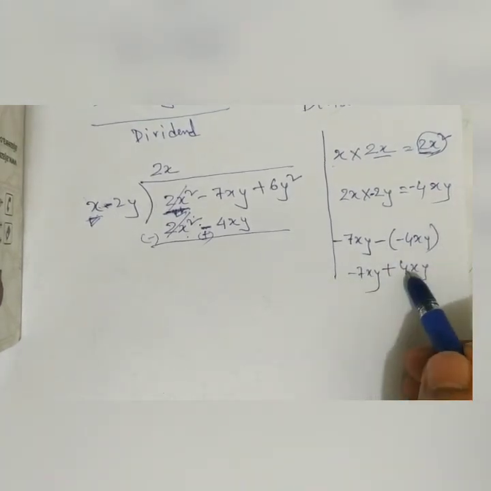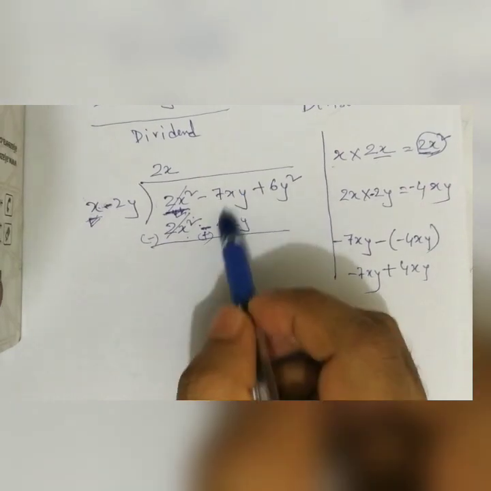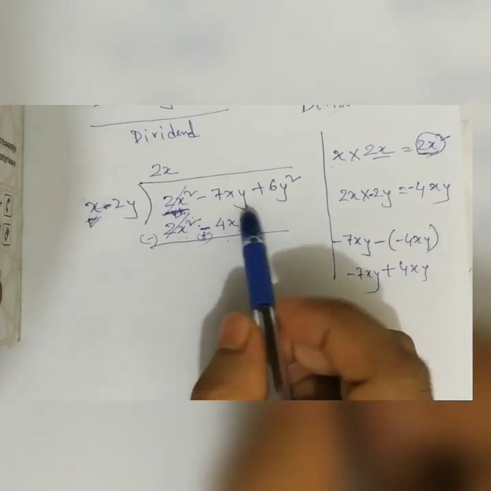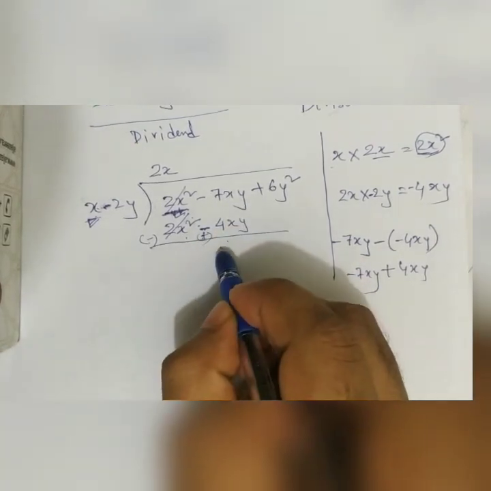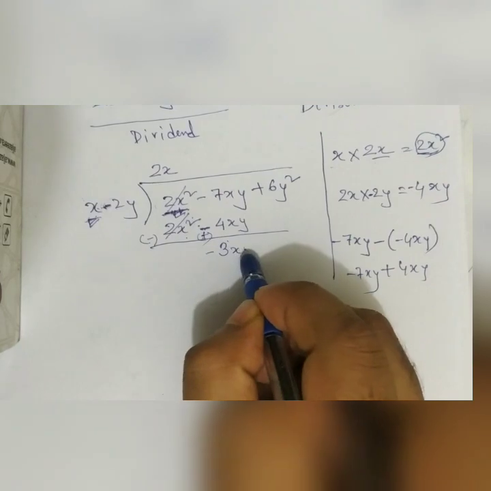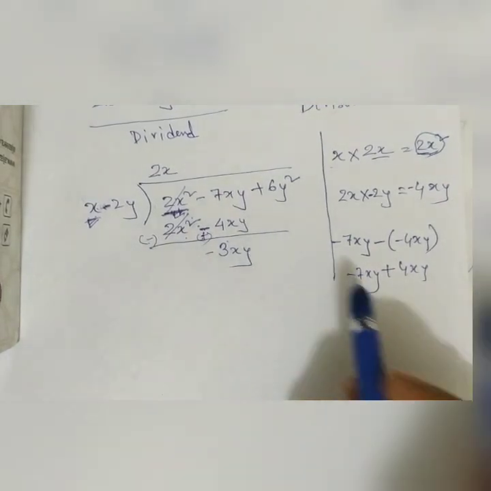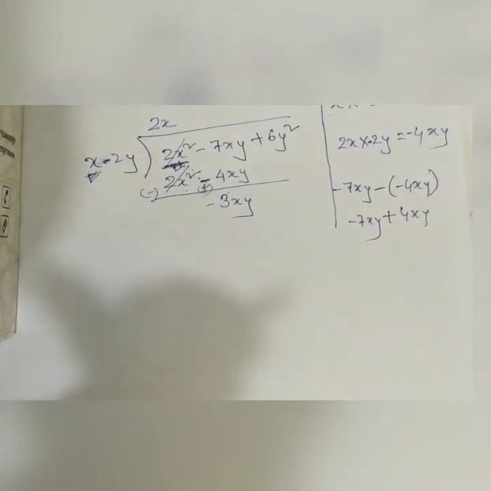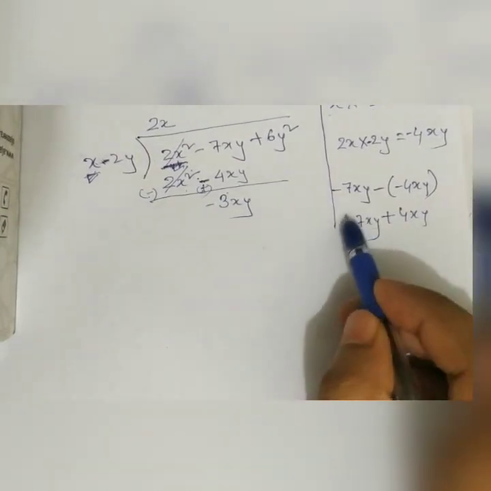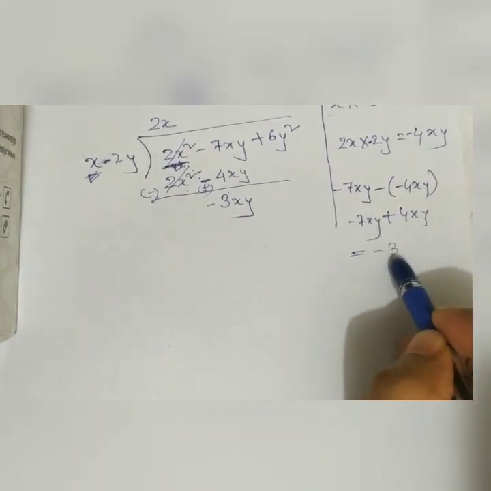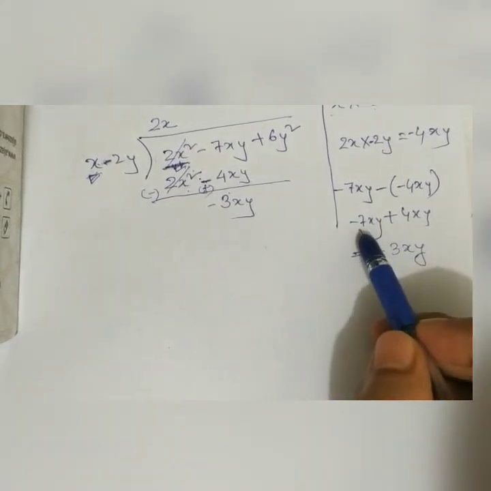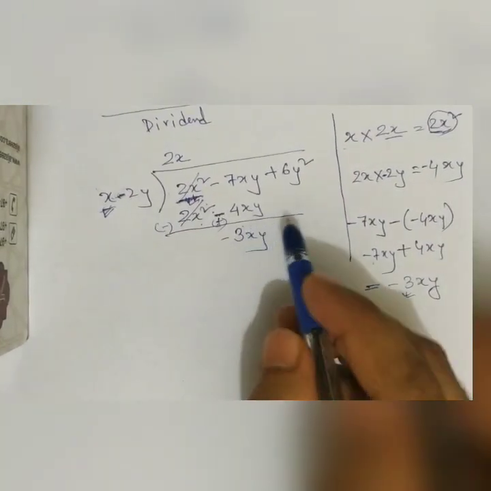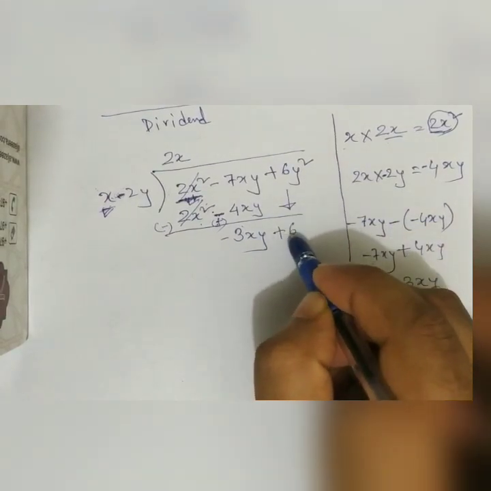Okay, so minus 7xy plus 4xy. That's why we need to put a plus sign over here so that we can represent what it actually is. So minus 7xy plus 4xy is minus 3xy. I hope you know this, right? Because whenever the negative sign is in front of the bigger number, your answer will also have a negative sign, minus 3xy. Minus 7 plus 4 is minus 3. Okay, so minus 3xy I got. Now this plus 6y square comes over here.